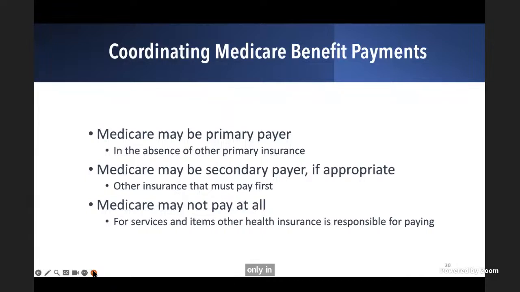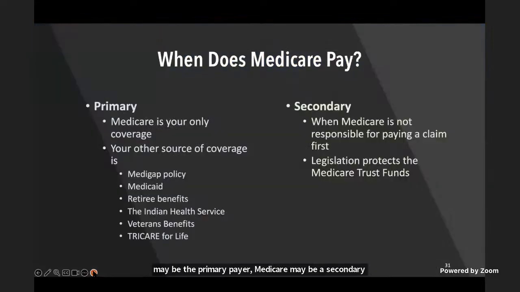So there are instances where Medicare may be the primary payer, Medicare may be a secondary payer, or Medicare may not pay at all. And this is all how coordination of benefits works. And so we're going to get briefly on that. So Medicare is generally your primary payer if it's your only source of coverage. And then, it may come into play with Medigap, Medicaid, TRICARE for life, things like that. So Medicare may be your primary payer, and then some of these others will come in and pay depending on how their coordination of benefits is tied together.